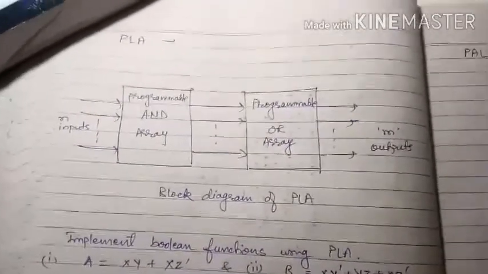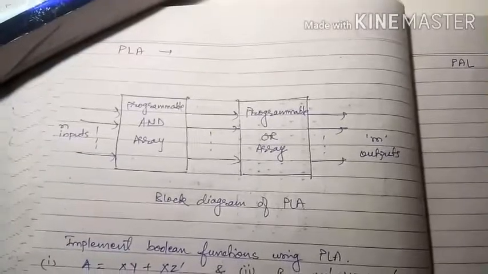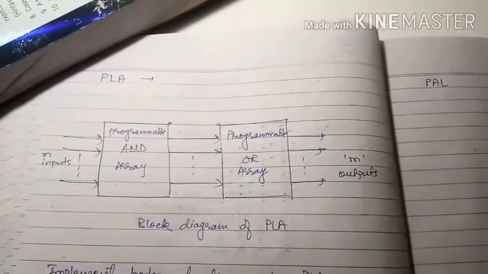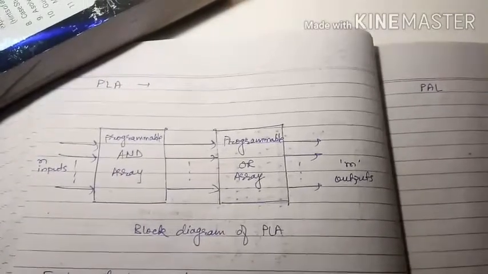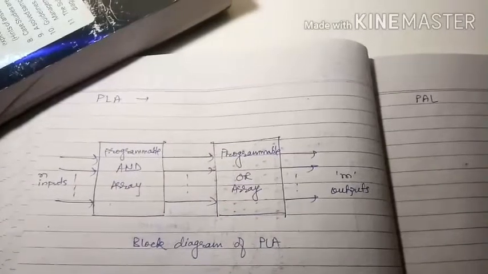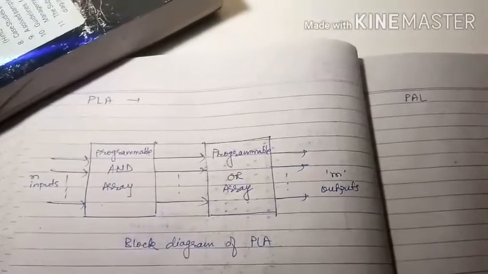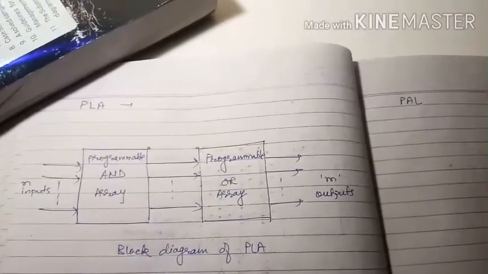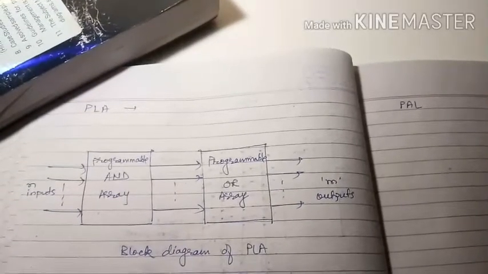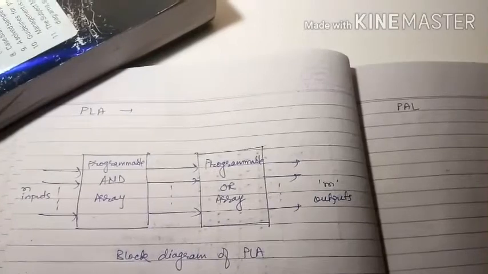Dear students, we have started programmable logic devices of unit 3, the last topic of unit 3. We have already discussed the PLDs and types of PLDs. In the previous class we discussed the ROM and its types. Now today we are talking about PLA, programmable logic array.